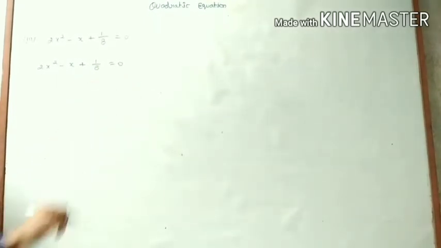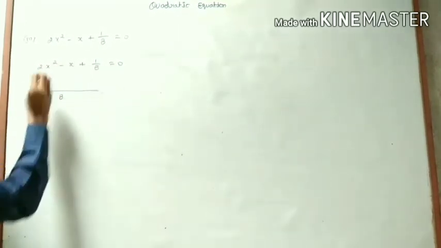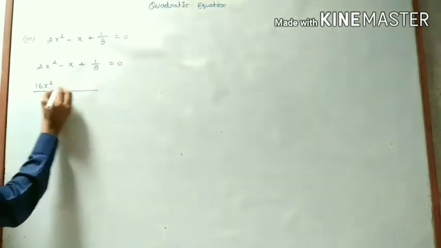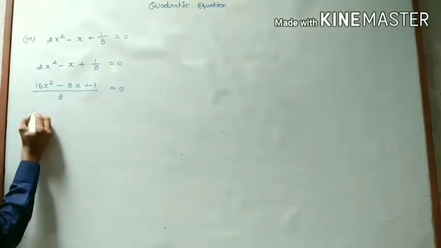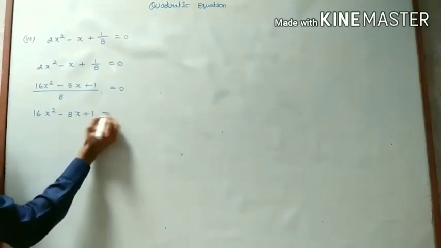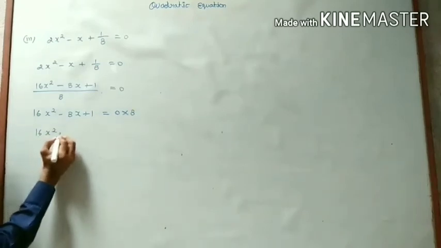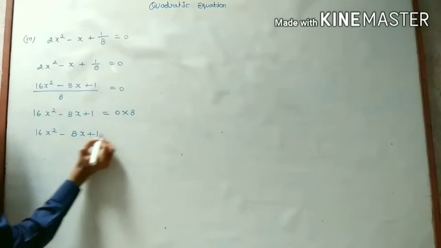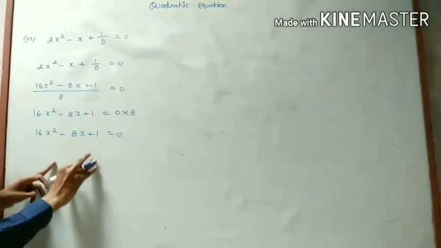And how to solve? So taking the LCM. What will be the LCM? It is 8. 8 times gives 16x² - 8x + 1 = 0. So this form is a quadratic form.